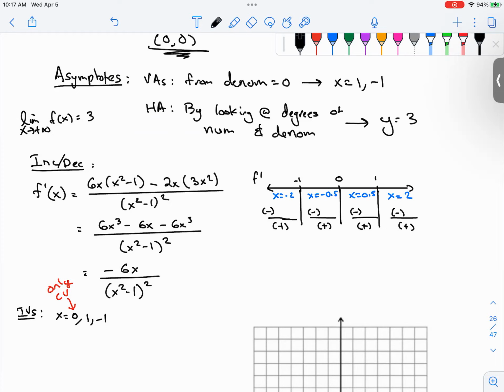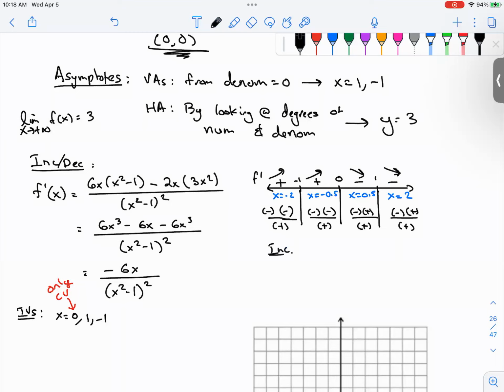Plugging in -2, x will be negative. So we've got 2 negatives up top and a positive down bottom. That means it's increasing here. If you plug in -0.5, it's also going to be negative, so it's going to be positive here. And then if you plug in 0.5, x is going to be positive. So we've got 1 negative, so we're decreasing. We're negative. And the same thing here, negative.